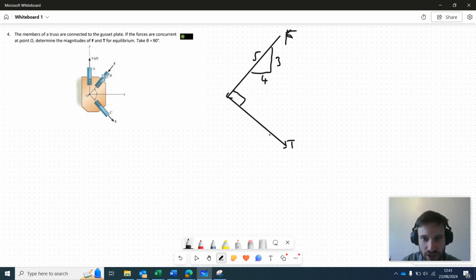What I want you to do is picture this 3-4-5 triangle rotating 90 degrees clockwise. If we picture that, it might end up looking like this, where all of a sudden the vertical is now 4 and the horizontal is now 3, right? The hypotenuse remains 5. So this looks just like this. And this helps us understand everything we need to know about the geometry of this problem.